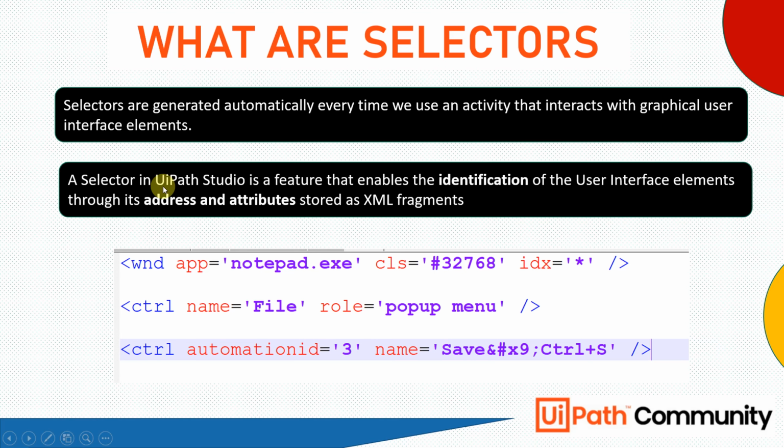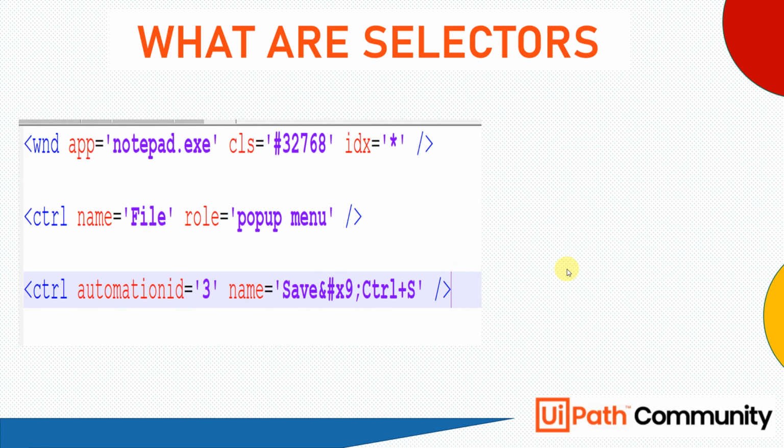Now if I just read it again, it enables us to identify the elements through the address and the attributes stored as an XML fragment. So this is an example. Now let us see some more about selectors. I hope now you understand how this is generated. Whenever we click on any item or do any interaction with the GUI, the selector is automatically generated by UiPath. Now what is this selector?